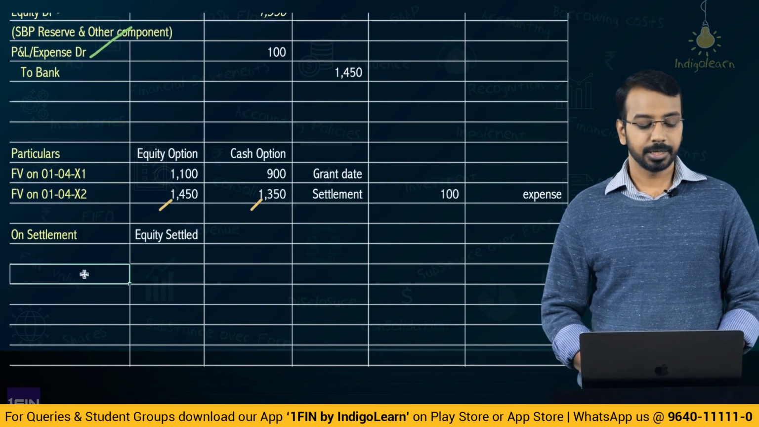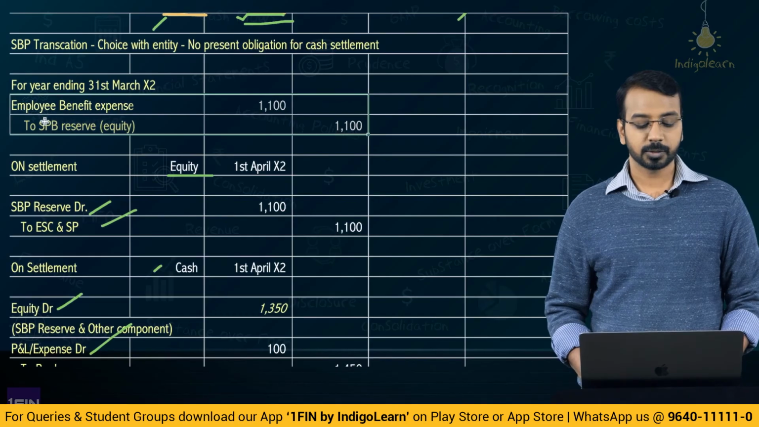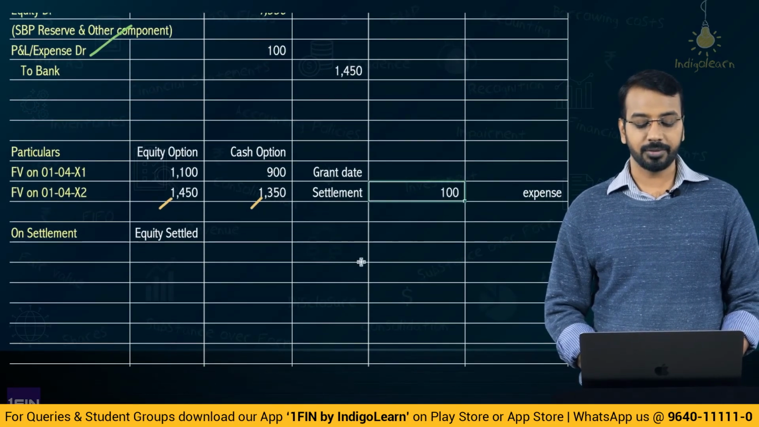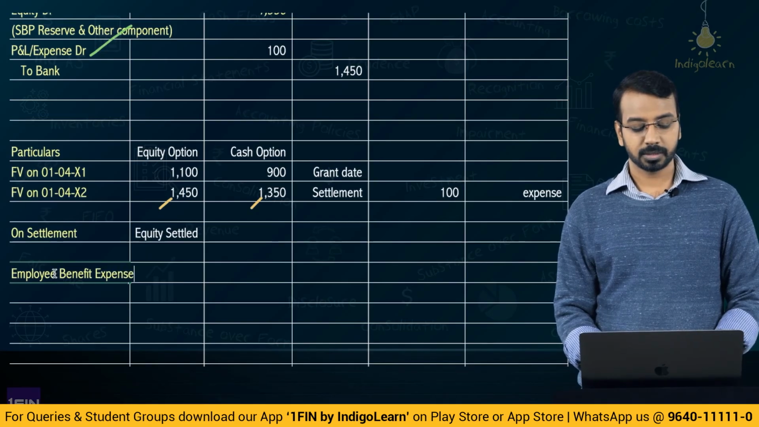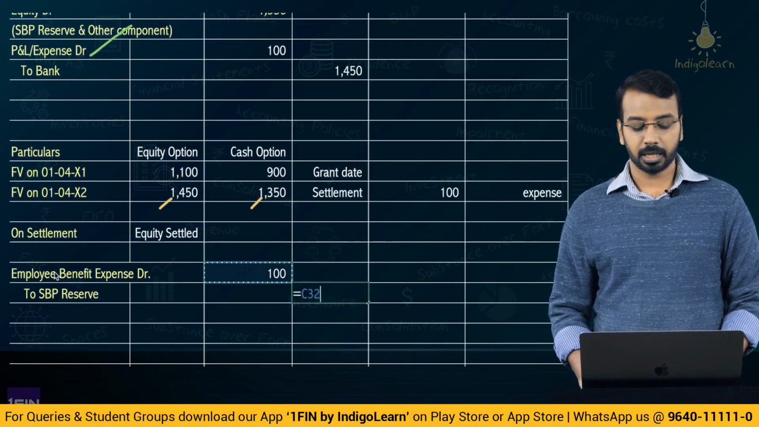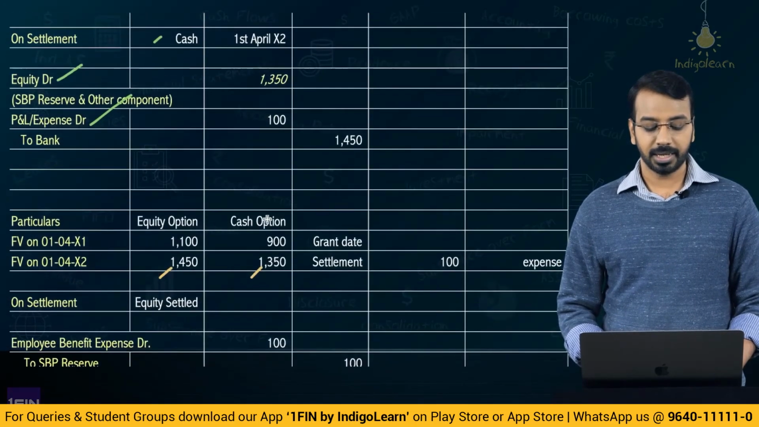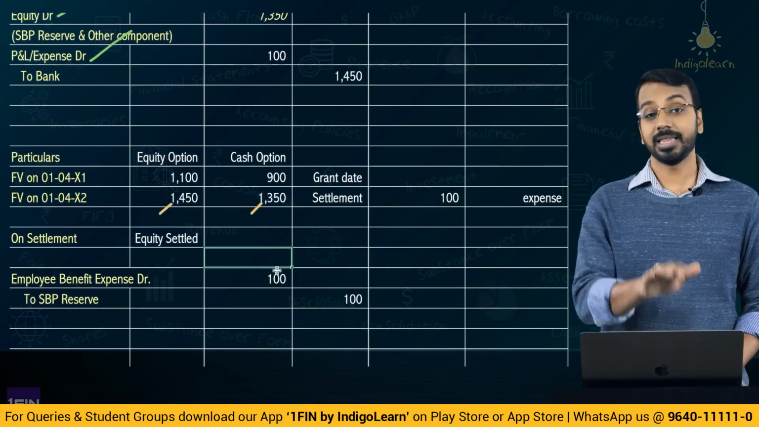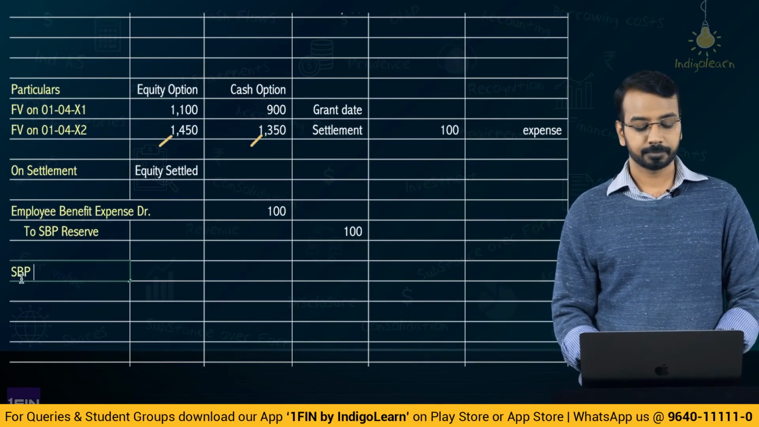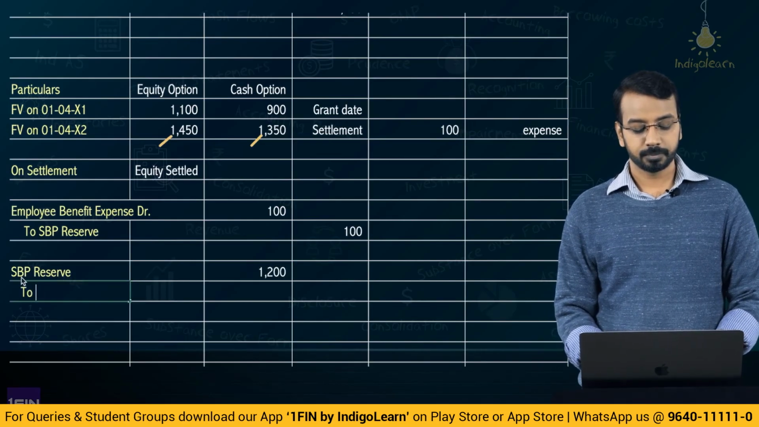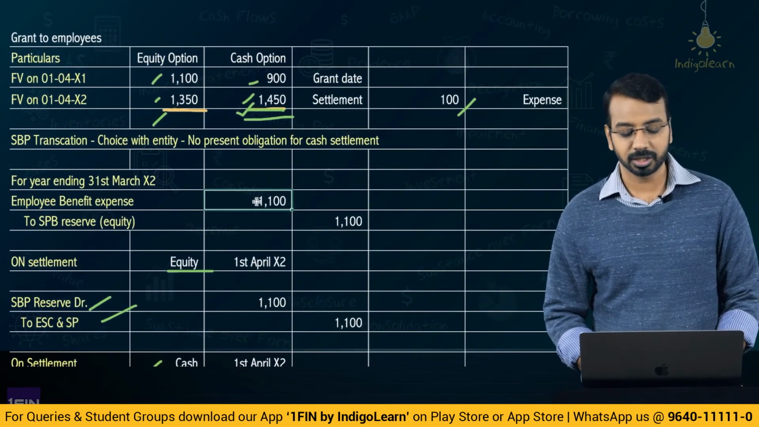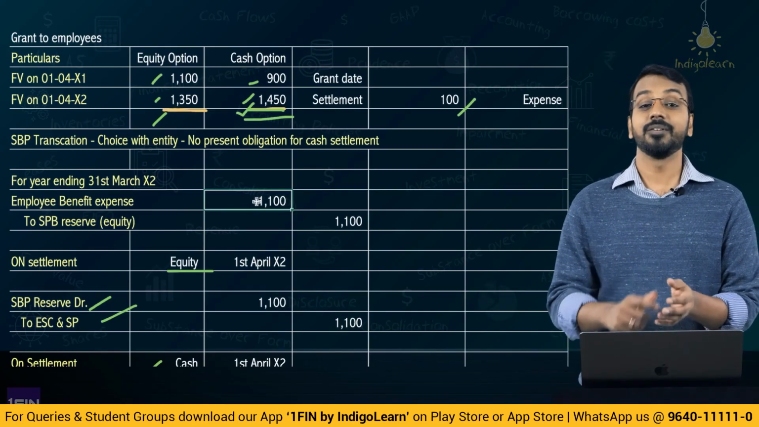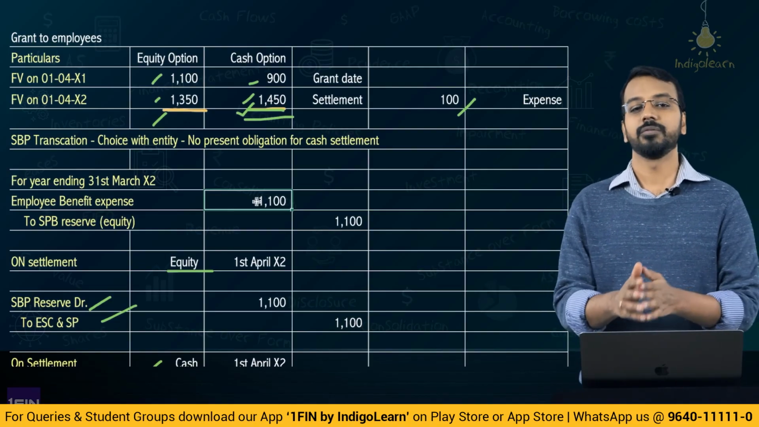Okay. So now what will be the entry? Here if you see, we have already passed this first entry, employee benefit expense to reserve or equity, and now this extra 100 will also be treated as an expense. So you will debit employee benefit expense 100 to SBP reserve 100. So what happens? First entry of 1100 plus another extra 100, 1200 will be credited to equity reserve, and then when you issue the shares, you will debit the SBP reserve by 1200 to equity share capital and maybe securities premium 1200. Okay, so what has happened here? 1100 is the initial recognition of expense, and the difference between the higher value and the lower value, when you are choosing the higher value, will be treated as an expense.